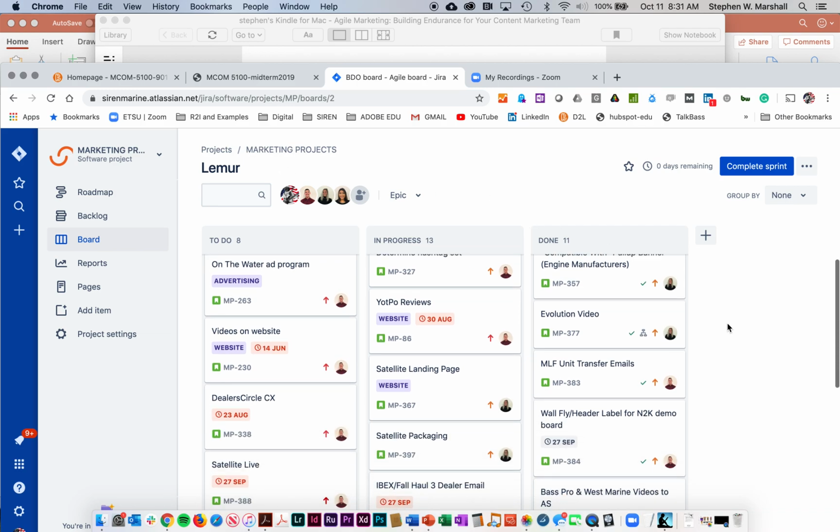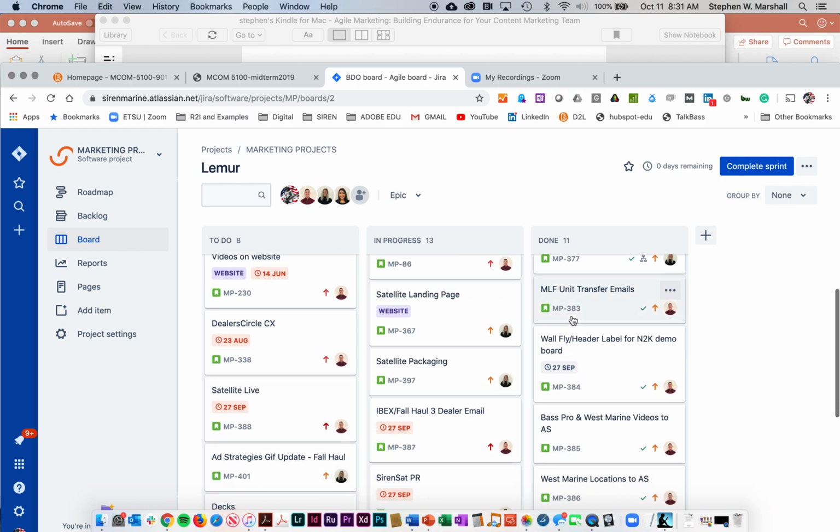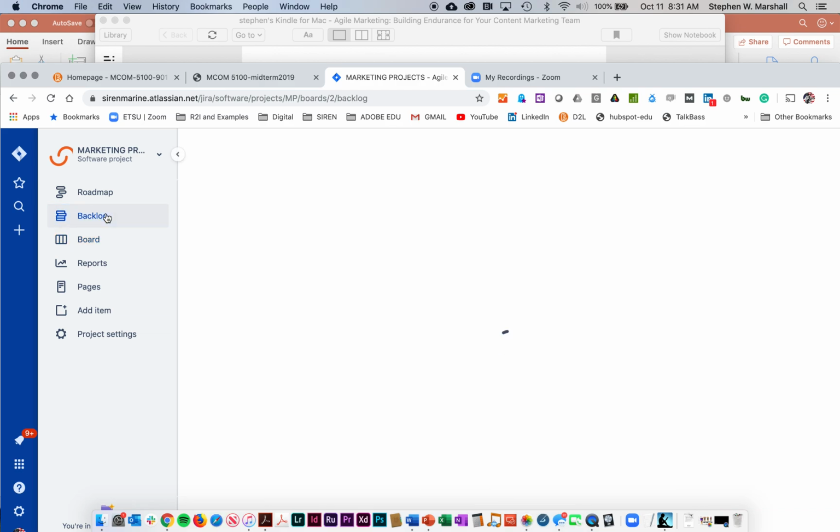And at the end of the week, you would complete the sprint. And I've been an administrator, so I'm the one that's able to complete the sprint. And then you can see what's been done over here, right? So we have the stuff to do during the sprint, the stuff that's in progress during the sprint, and the stuff that's gotten done. But what we don't have here are the things that are in the backlog.